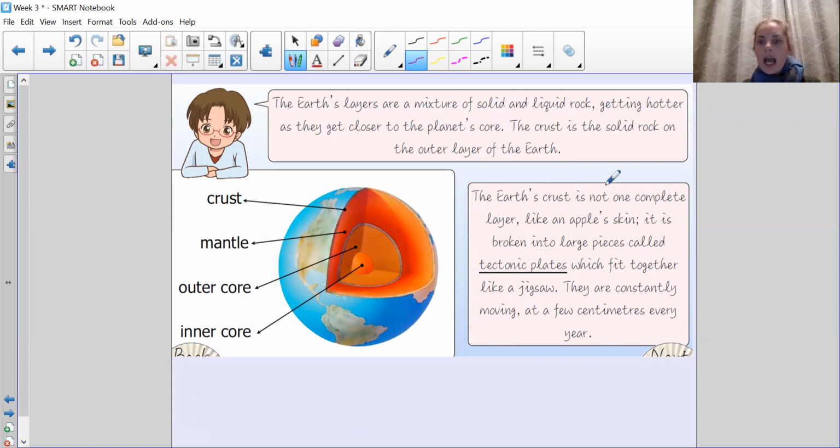The crust is not one complete layer though. It's not just one that's been wrapped around, okay? It actually is like a puzzle. It's got a whole lot of little pieces that join together, and we call these pieces tectonic plates. And these plates are constantly shifting. They're moving all the time, okay? Now they're not moving very quickly. They're moving quite gradually, so that's why we don't feel that we're moving on the plates, okay? But they are moving.